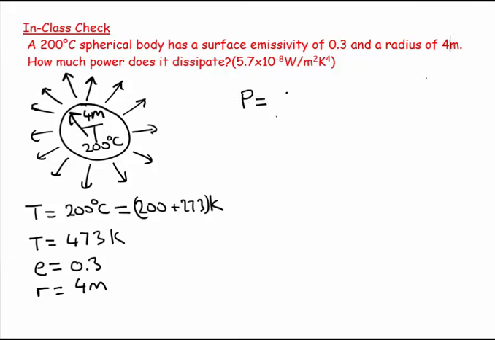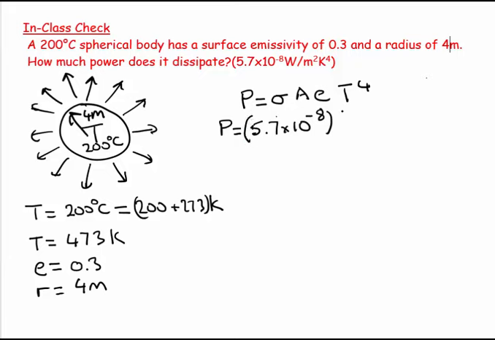This is Stefan's law. Power equals sigma A eta T to the fourth. It's a very unusual relationship, having something to the fourth. We don't see that very often. So power is equal to our sigma. This is this number here. It's 5.7 times 10 to the minus 8. It's a constant of proportionality to make the numbers work out.